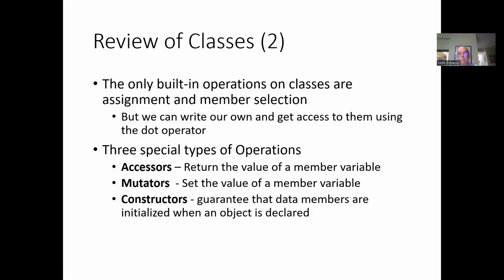The only built-in operations on classes are assignment and member selection. And later on, we'll run into some problems with assignment, but the member access operator works for classes regardless, and that's the dot operator. There are three special types of operations that we need to write for our class at this point in time. Those are the accessors or the getters, the mutators or the setters, and the constructors.